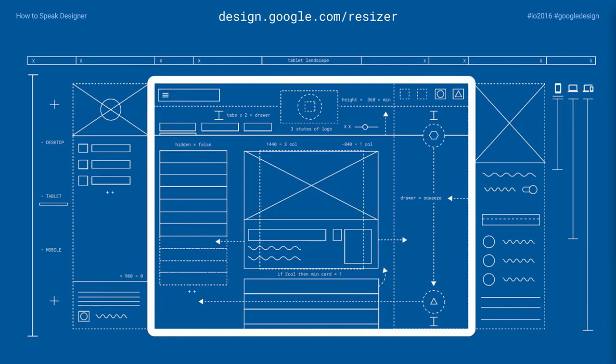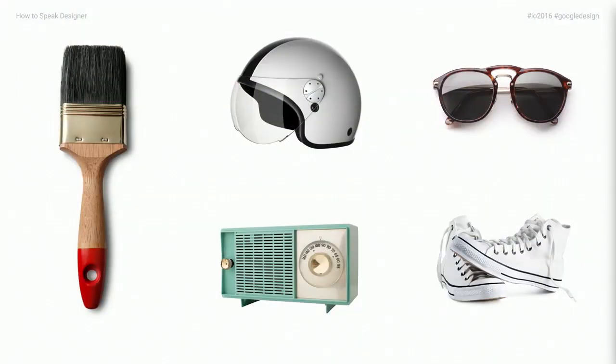When we were working on Shrine, we often used the Resizer, a tool that helps us visualize and test how this app and many apps respond to various breakpoints on desktop, on mobile, and on tablet. It's a great tool. We've shared it with everyone, so you can go ahead and try it yourself on your apps or your websites at design.google.com.